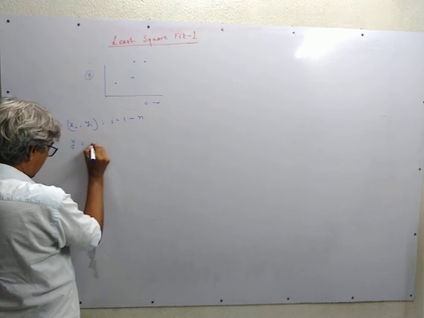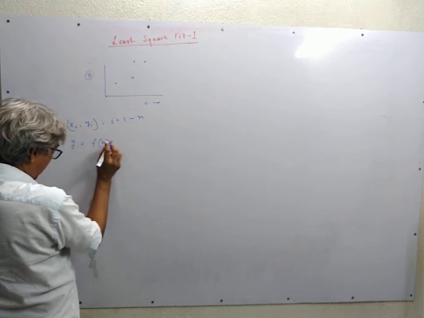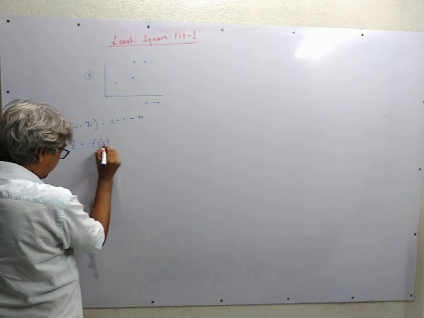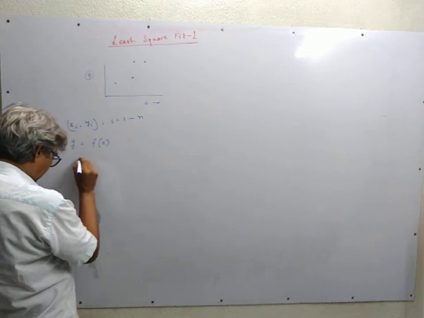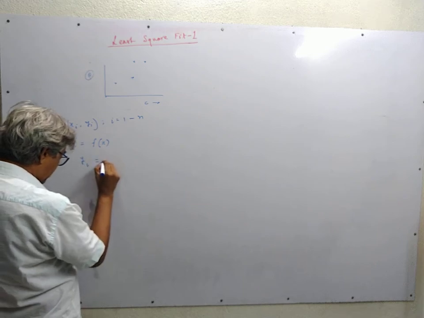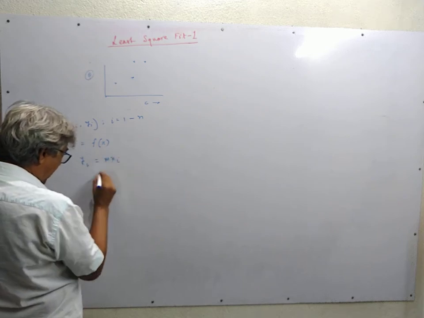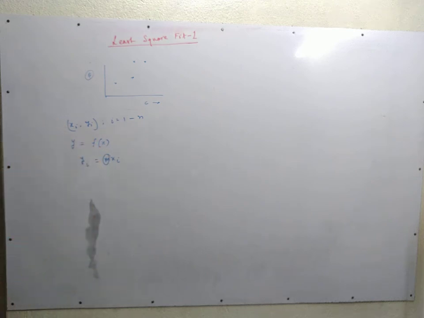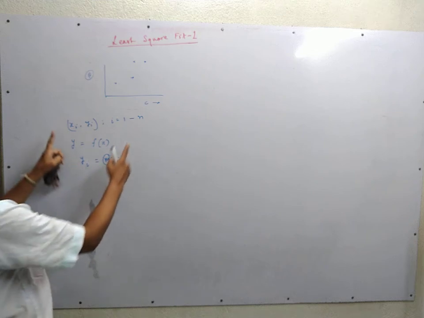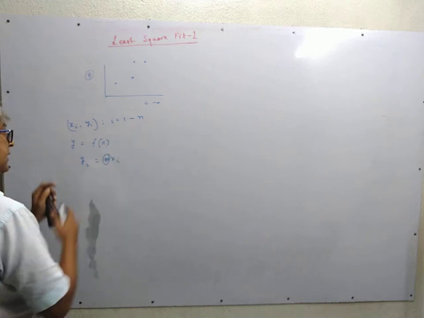Say we know that y is a function of x, so that our aim is to get yi. Say in this case we want to know that yi is equal to m xi, and our aim is to get the best value of m, or optimized value of m, corresponding to the set of the data.